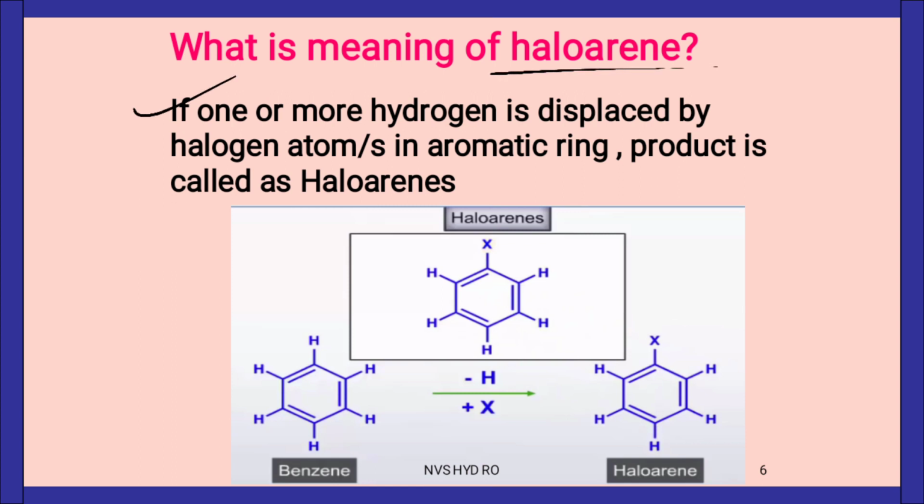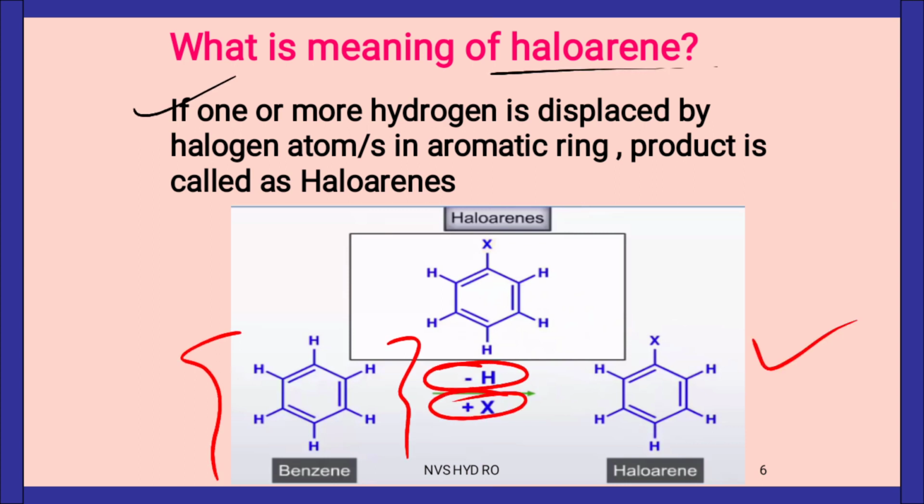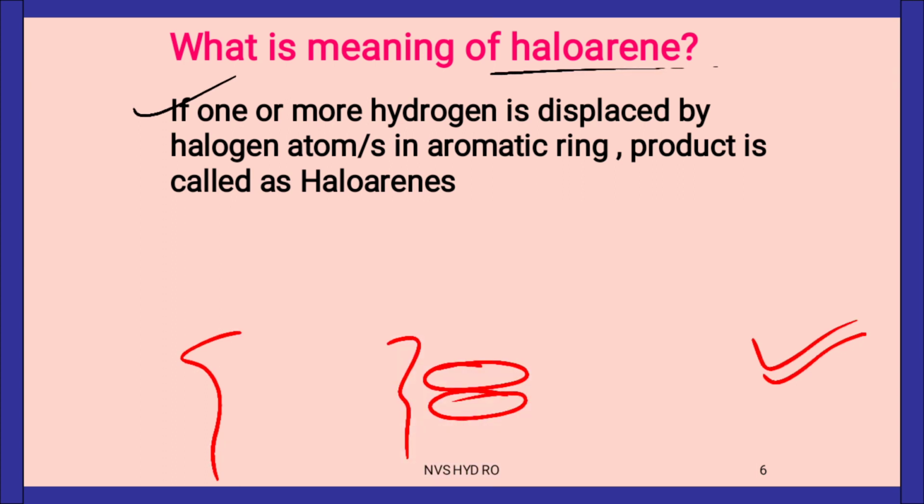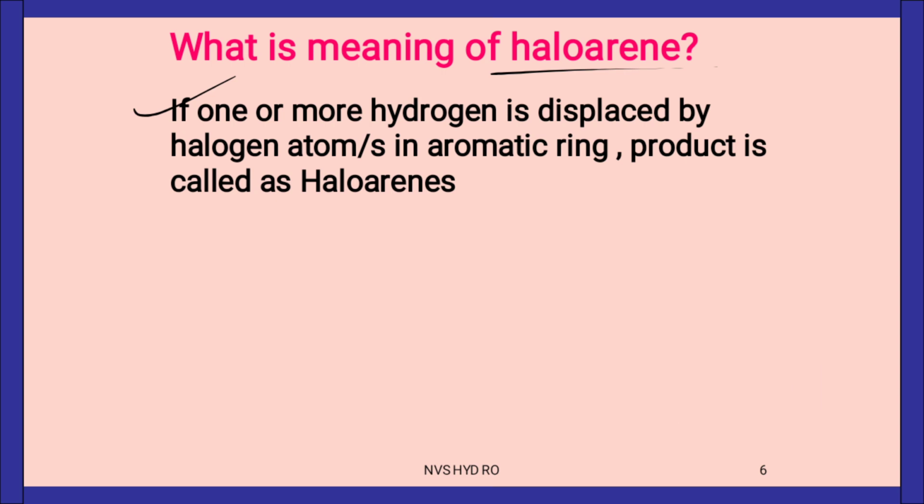First structure is of benzene. You know benzene, removing one hydrogen and adding any halogen group to it, this would constitute a haloarene. It would be better if I show you by myself instead of showing this diagram. If this is my benzene, I already had drawn it.